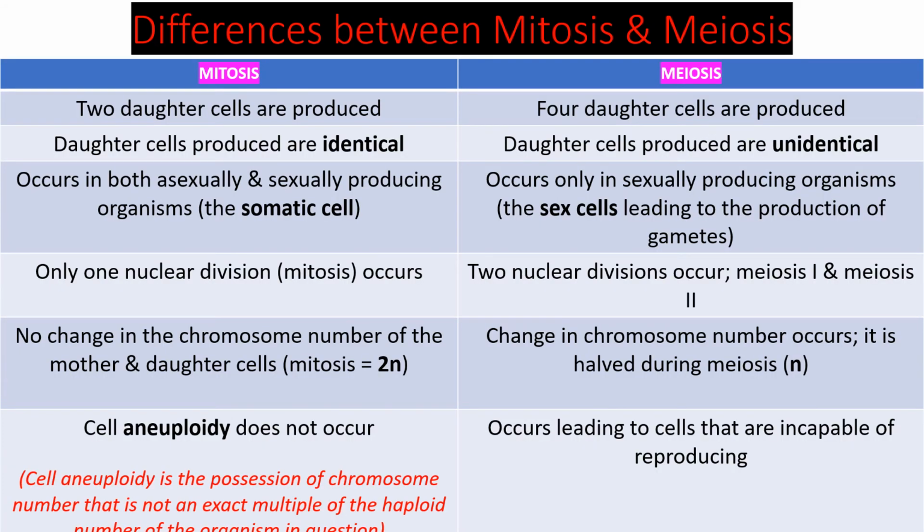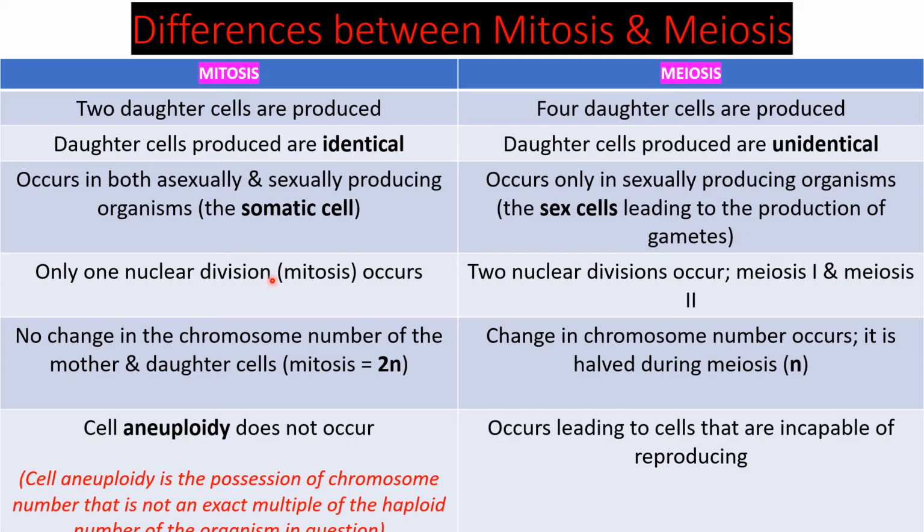And there are the basic differences between mitosis and meiosis. In mitosis, 2 daughter cells are produced. It is 4 in meiosis. In mitosis, the daughter cells are very much identical to the parental cells. This is not the same case in meiosis. They will be unidentical. Mitosis occurs both in asexually and sexually producing organisms, particularly in the somatic cells, but meiosis occurs only in sexually producing organisms, the sex cells particularly, leading to the production of gametes.